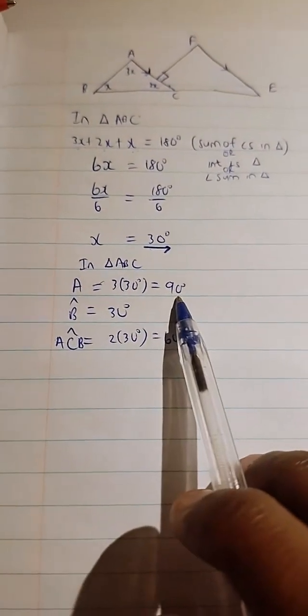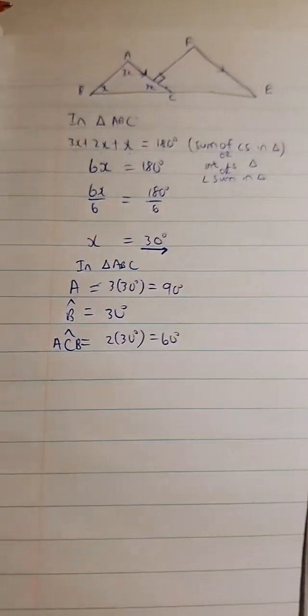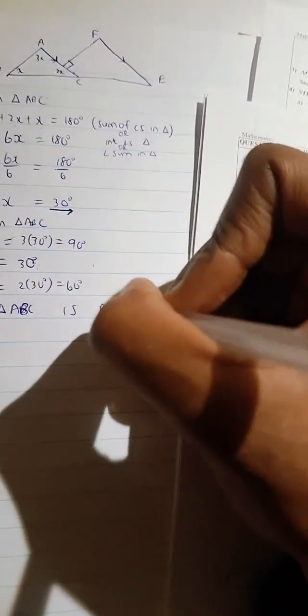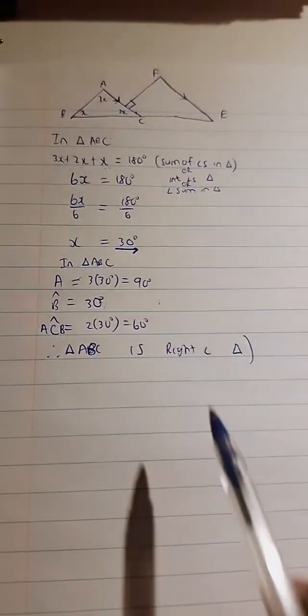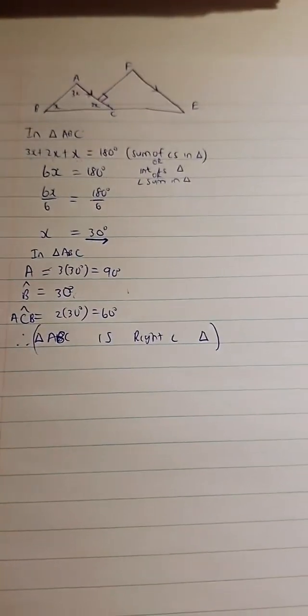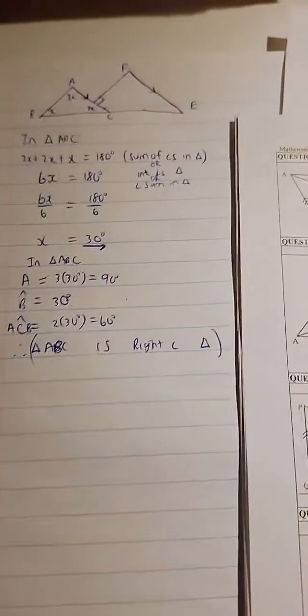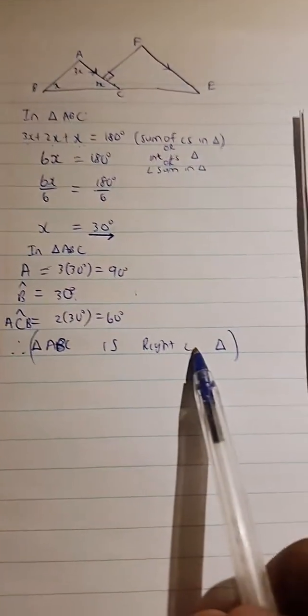So one angle is 90 degrees. What do we call a triangle when there's a single angle that is 90? Therefore, that means triangle ABC is a right angle triangle. Yes, it is right. It is geometry, and it is grade 10 geometry to be specific. The type of triangle we have here is a right angle triangle.